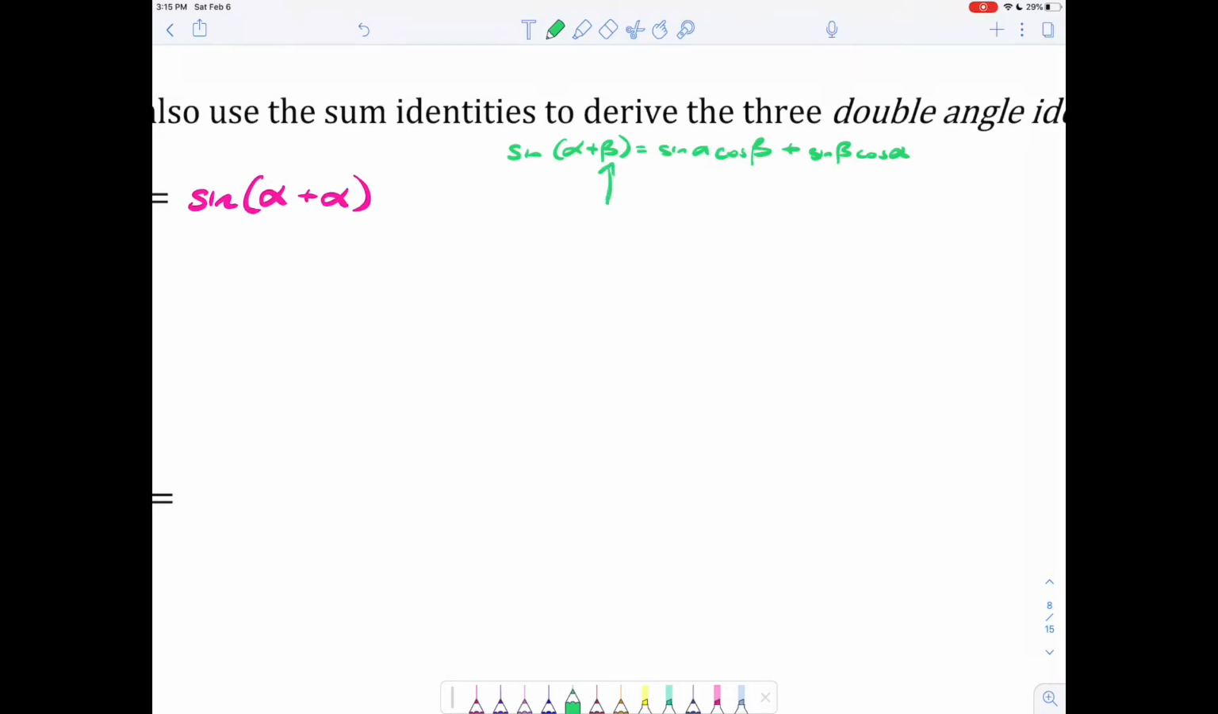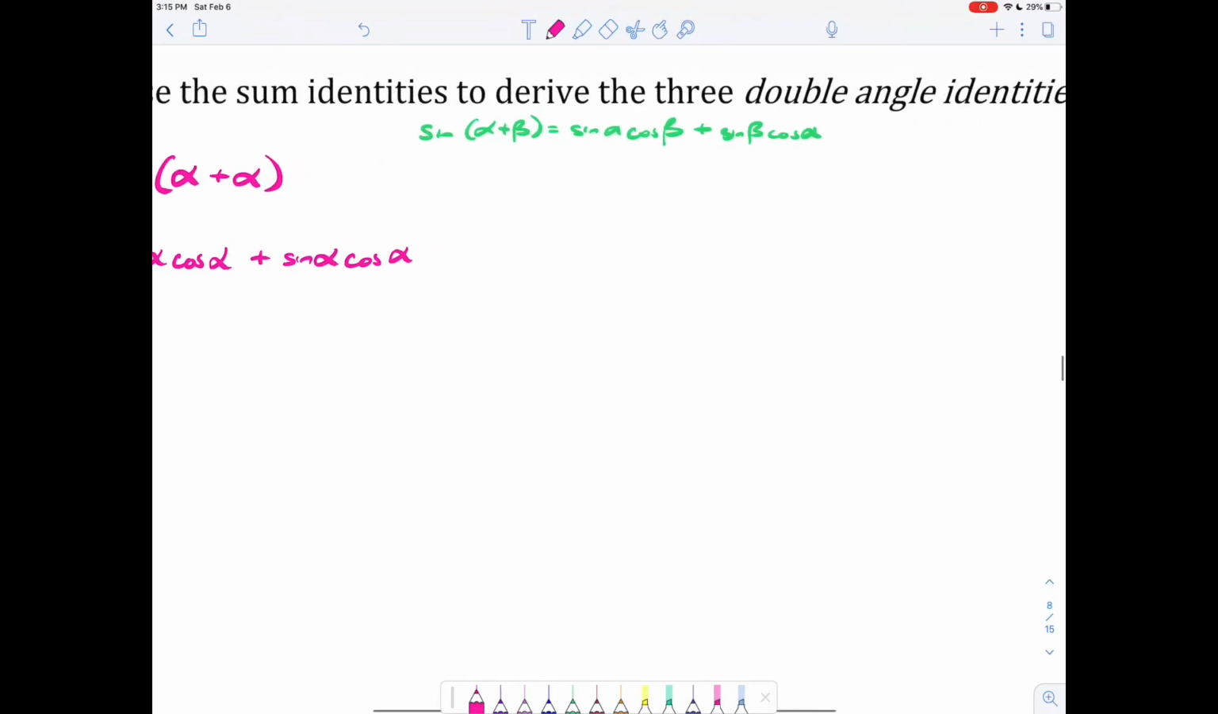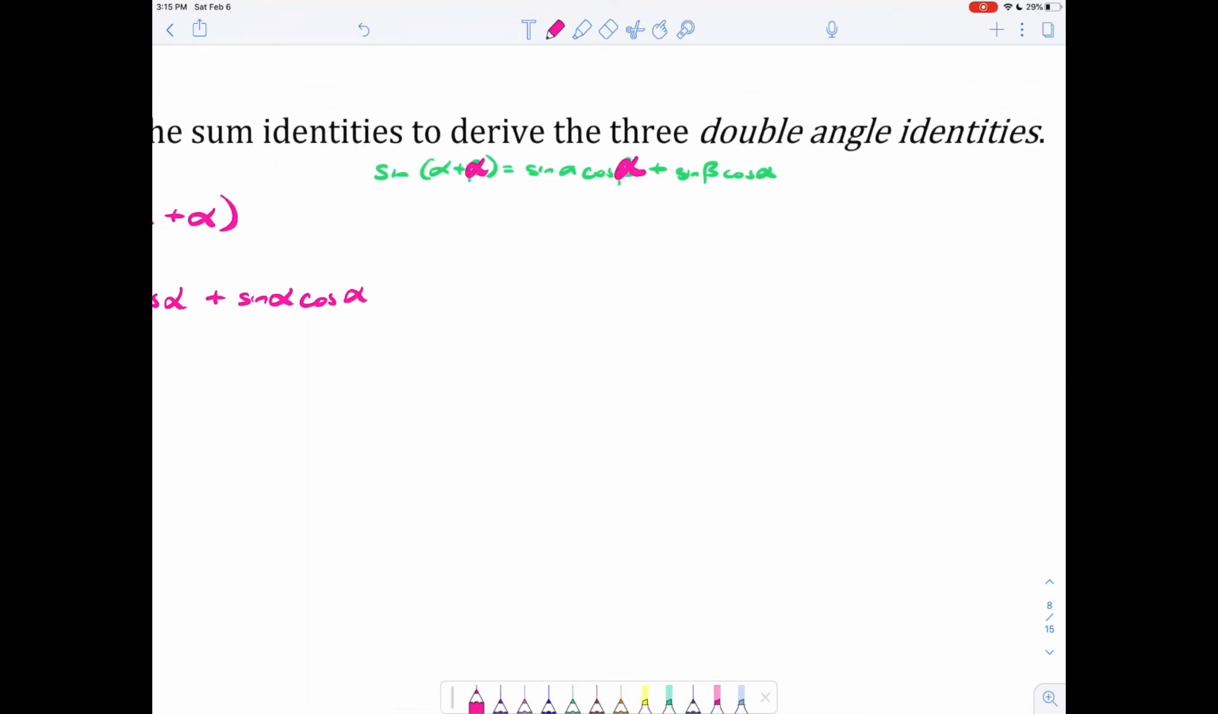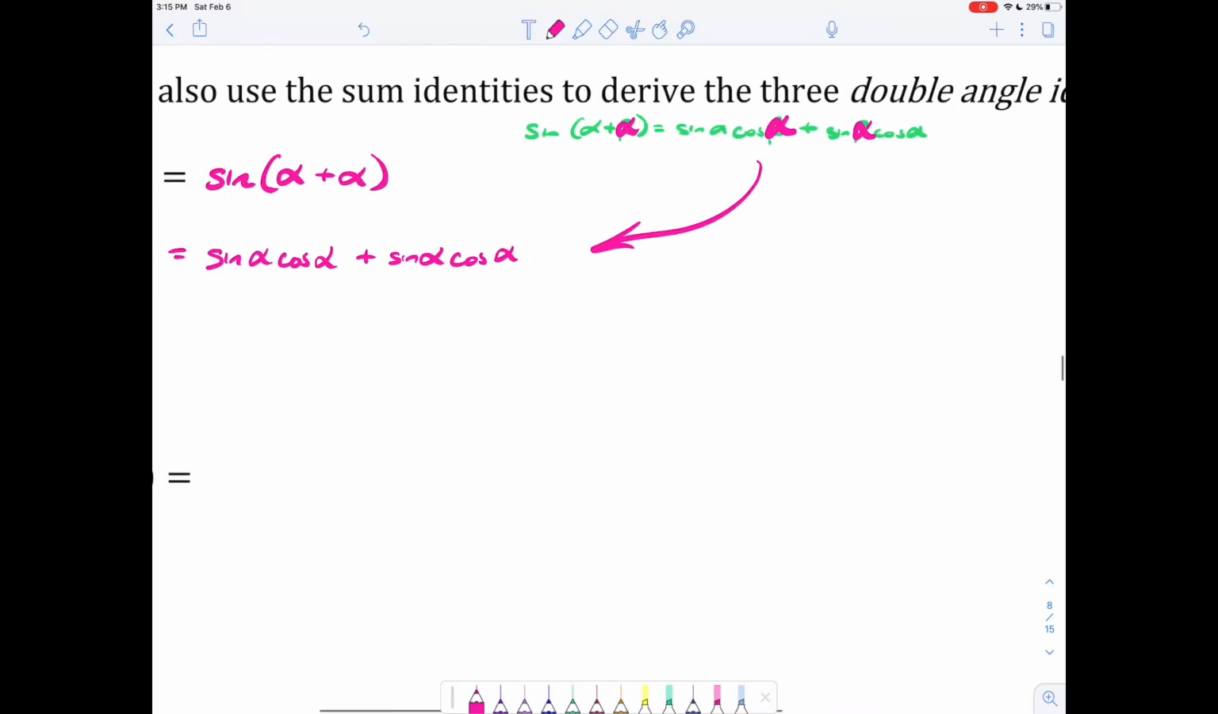And I'll replace all the betas with alphas, because that's what I've done here. So my next line of this would be to use the sum identity for the sine function. And say I've got sine alpha cos alpha plus sine alpha cos alpha. Again, it's like taking this one and replacing all the betas with alphas. And that's how we get this line here.